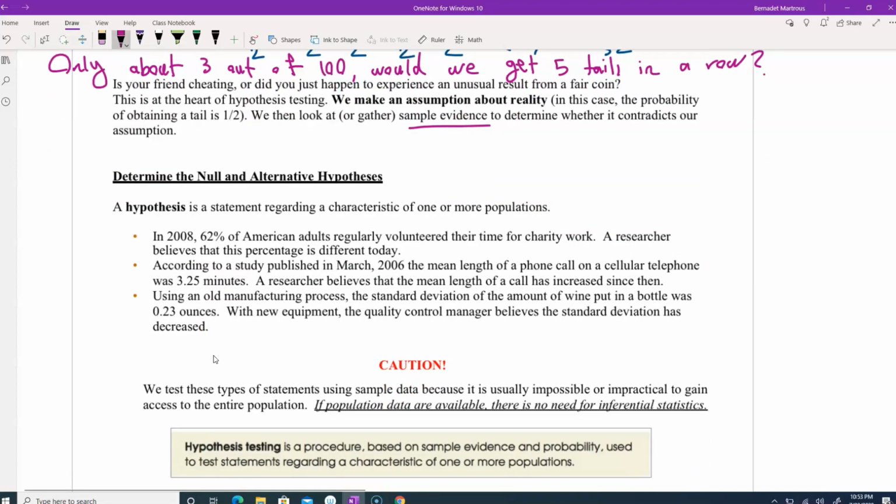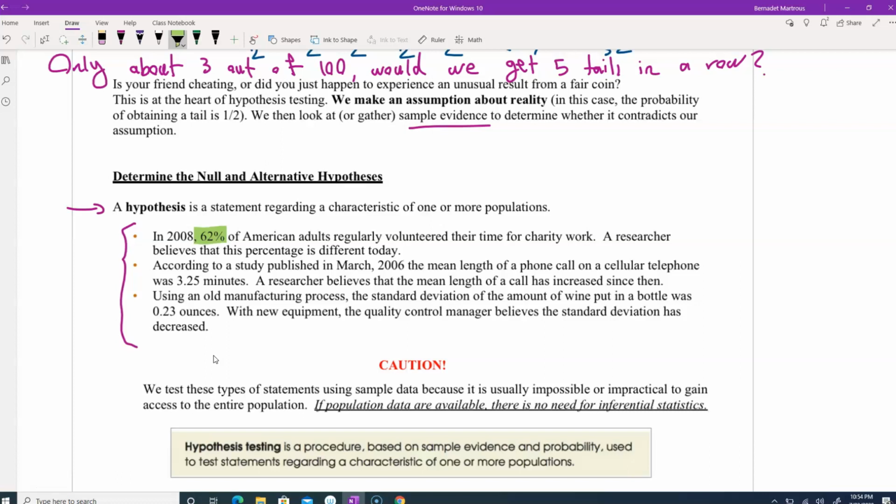Determine the null and alternative hypothesis. A hypothesis is a statement regarding characteristics of one or more populations. So here we have these statements. We will work on these and the examples that we're going to cover in this section. The first one: in 2008, 62% of American adults volunteered their time for charity work.